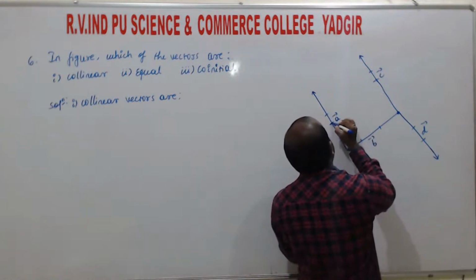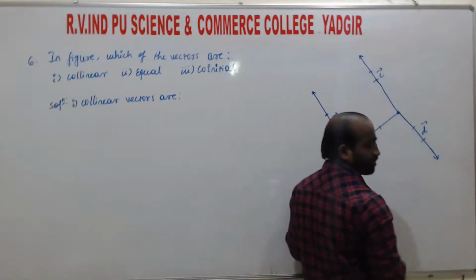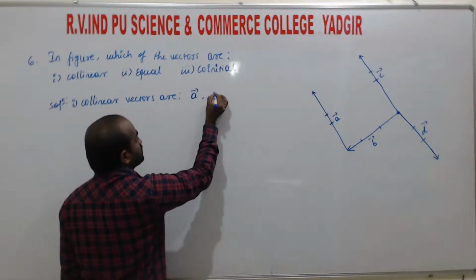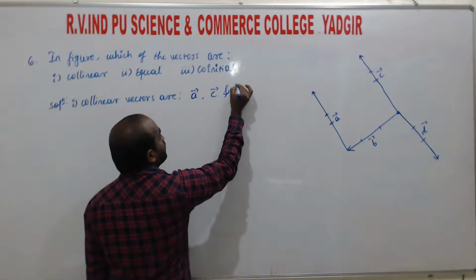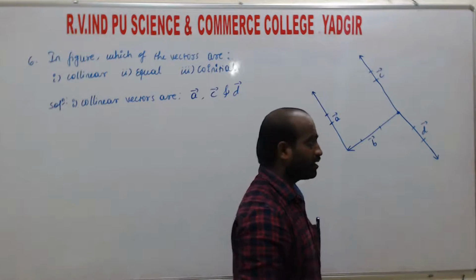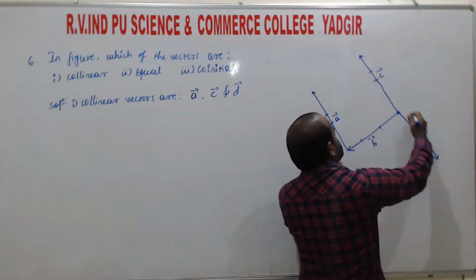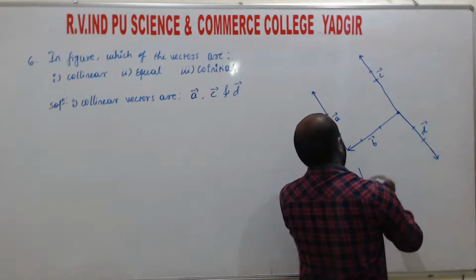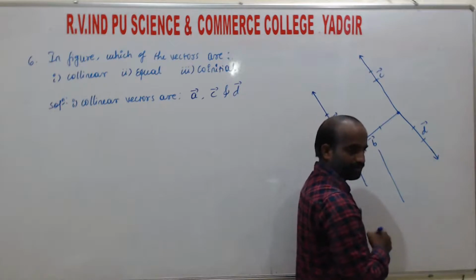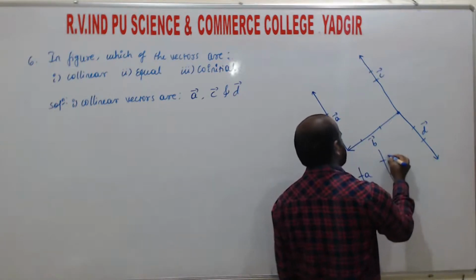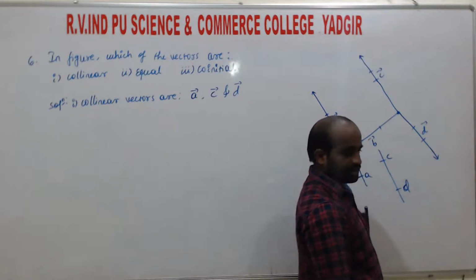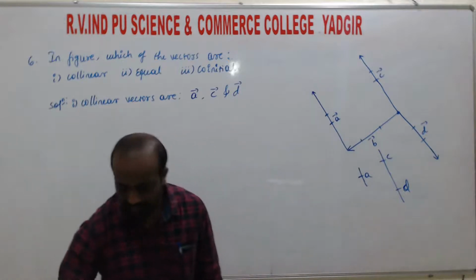Okay, they are on the same line. A vector, C vector and D vector. A, C and D vectors are collinear vectors, parallel to the same line. This vector is A, this vector is C, this vector is D. Okay, A, C, D are the collinear vectors.